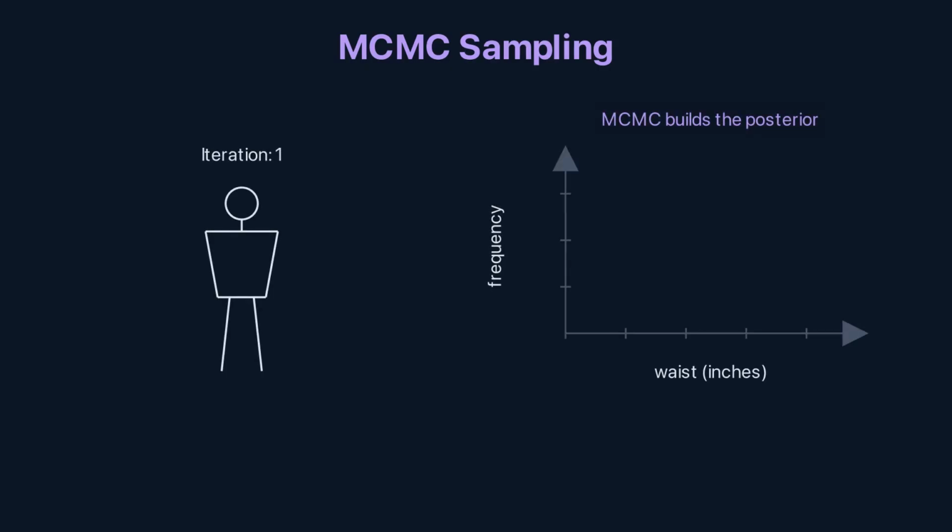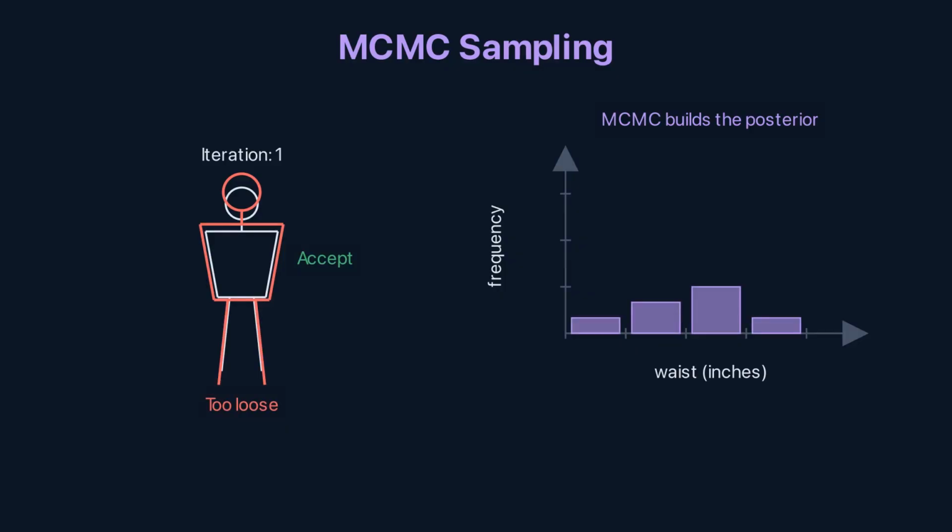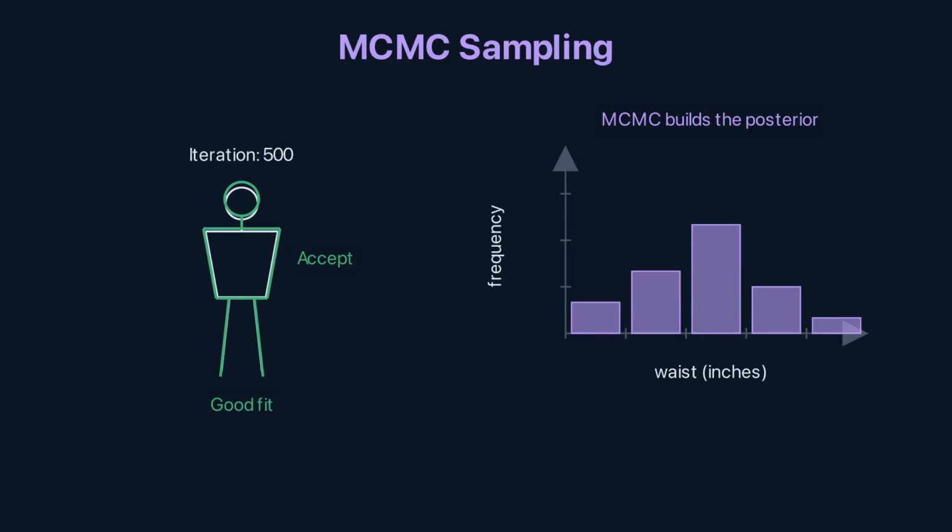The tailor can't try every possible suit. There are infinitely many parameter combinations. Instead, she uses Markov chain Monte Carlo. Start with a random suit. Propose a small change, adjust the waist by half an inch. Check: does this change make the suit more likely to fit? If yes, accept the change. If not, accept it anyway with some probability to avoid getting stuck.